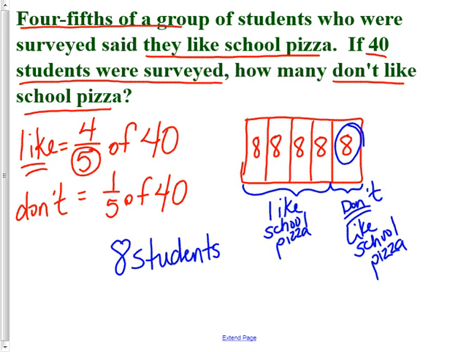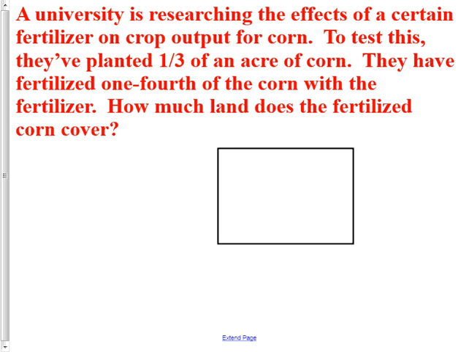Now, this next problem is a little bit different. A university is researching the effects of a certain fertilizer on crop output for corn. In other words, they want to know, is the fertilizer going to help grow more and better corn? To test this, they've planted 1/3 of an acre of corn. They have fertilized 1/4 of the corn with fertilizer. How much land does the fertilized corn cover?